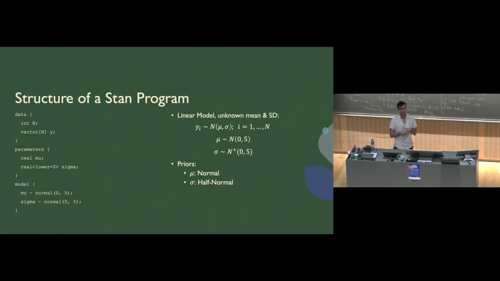What's our likelihood in this model? Perfect, yes. Product of normal densities over our observations. Another way to describe it is independent normals. So each one is independent of the others, which we would represent in Stan using this notation.